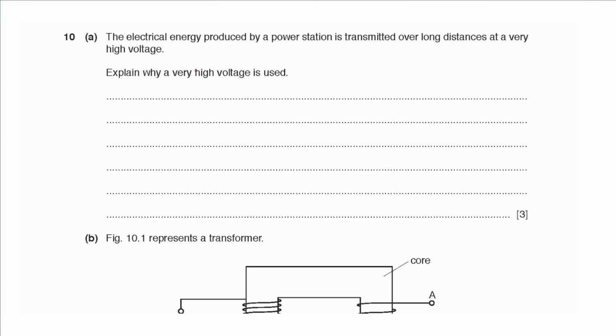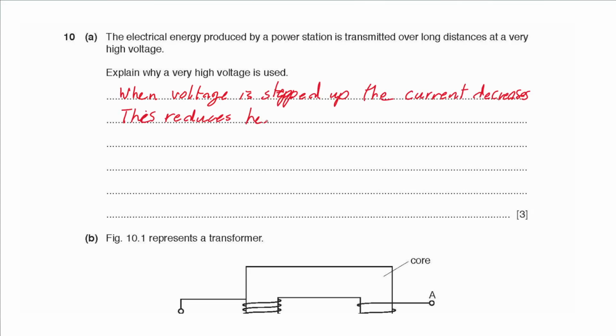Question 10a says the electrical energy produced by a power station is transmitted over long distances at a very high voltage. Explain why a very high voltage is used. That is the concept of stepping up the voltage to decrease the energy losses, because when voltage is stepped up, the current decreases. This reduces heat losses in the cables, but that only gives us 2 marks.